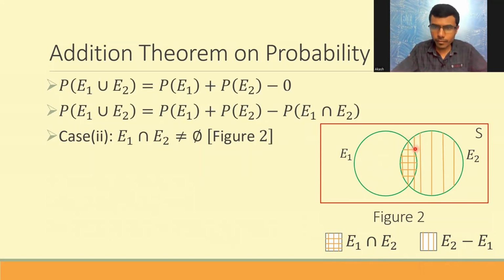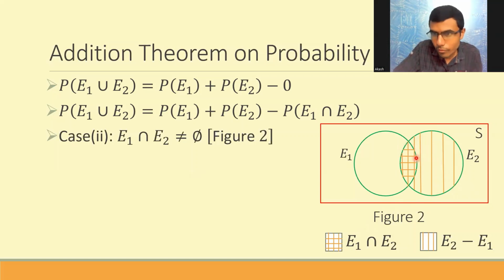First, understand this diagram. What is there in this diagram? E1 and E2 are meeting. The two events have something in common. And if you observe these vertical lines, it is E2. Sorry, it's not E2, it is basically E2 minus E1.